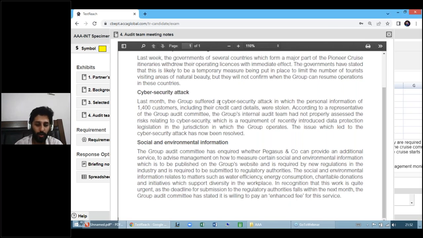Last month, the group suffered a cyber security attack in which the personal information of 1,400 customers, including their credit card details, was stolen, according to the representative of the group audit committee. The group internal audit team had not properly assessed the risk relating to the cyber attack, which is a requirement of recently introduced data protection legislation in the jurisdiction. The issue which led to the cyber attack has now been resolved.